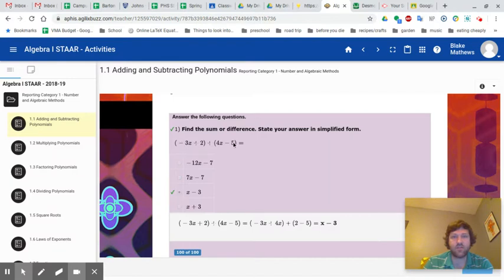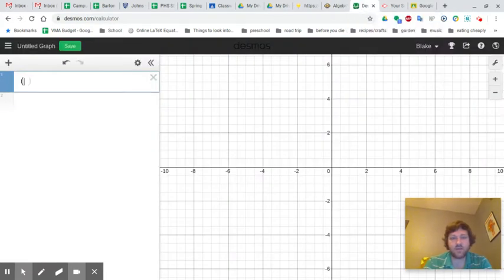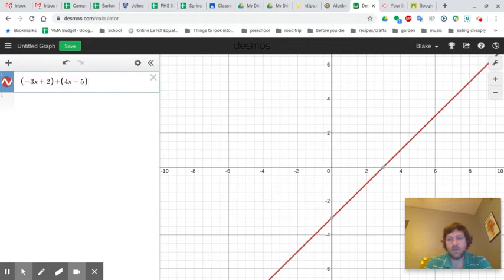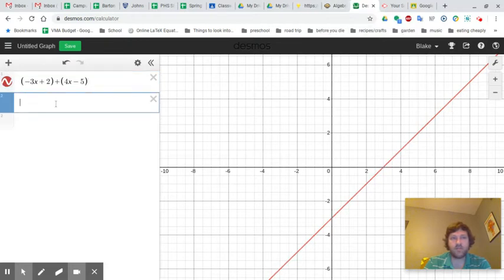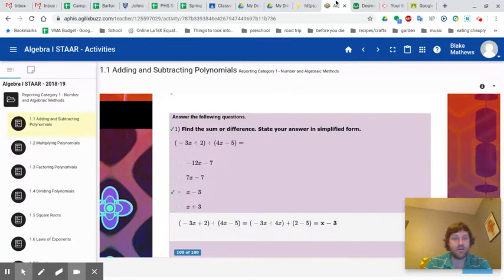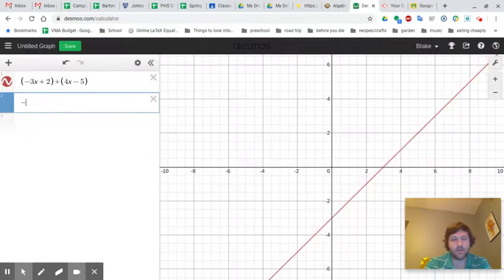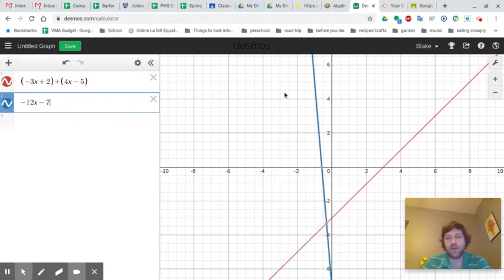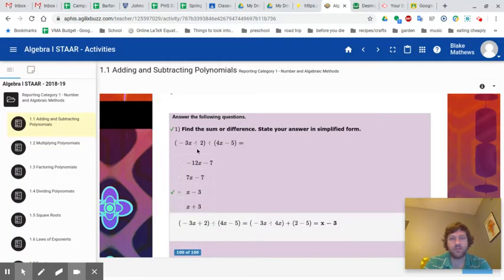So what I mean is, like this first one, I'm going to go negative 3x plus 2. I'm going to type it in exactly as it appears in parentheses, plus 4x minus 5. And there's my graph. We can see the graph in red right here. Now I'm going to open the second line, and this is going to give another graph of the answer choices. So I'm going to type the first answer choice, negative 12x minus 7. You can see right away that this blue line and the red line are not the same. If they're not the same, they aren't equivalent, so that cannot be the answer.